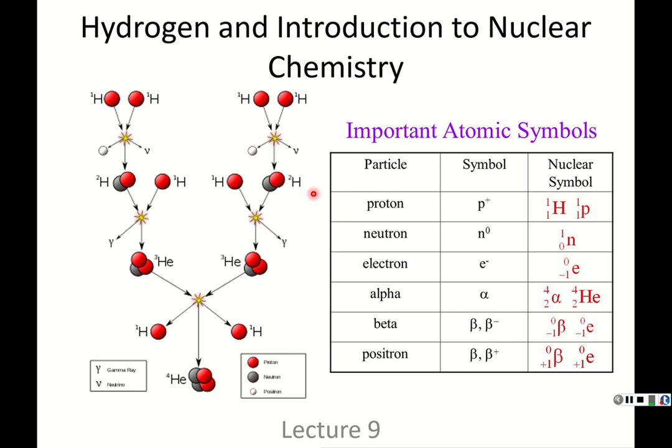We won't really be discussing this in too much detail, at least yet. That will probably come next lecture. And then some important nuclear symbols are shown in this table.